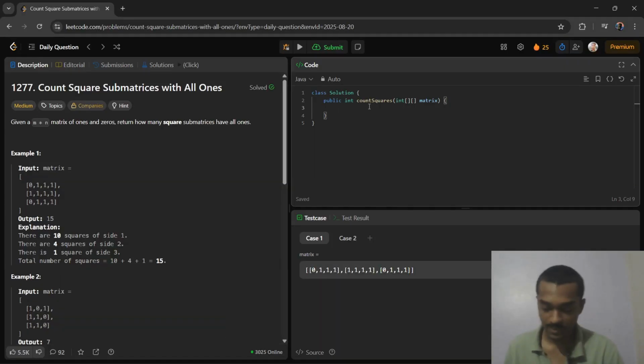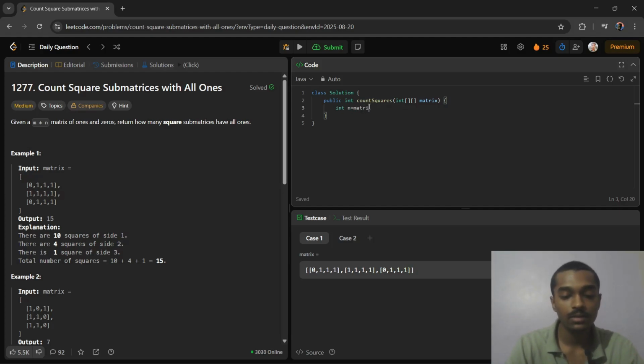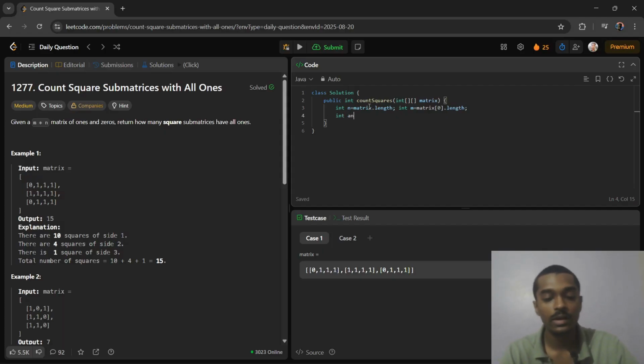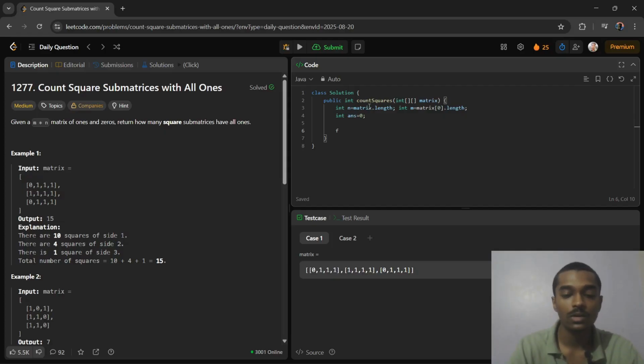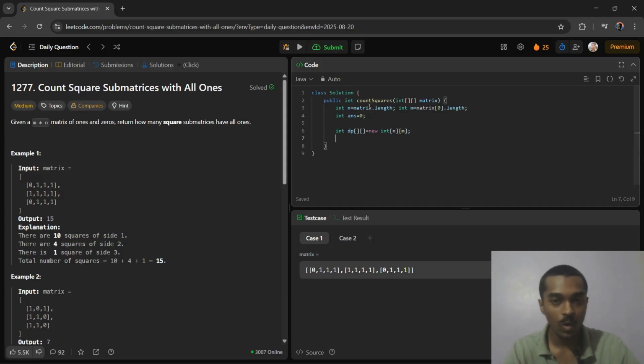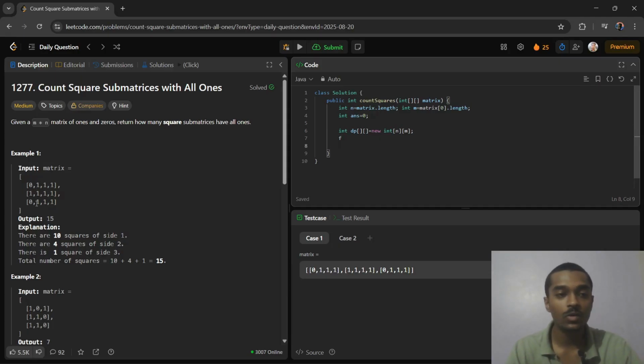So we can take n as matrix dot length, and int m equal to matrix of 0 dot length. Now we have to take answer as 0, and we have to create a dp, a new int dp of the same size. So we are creating dp of the same size, and now we have to fill the first row and the first column.